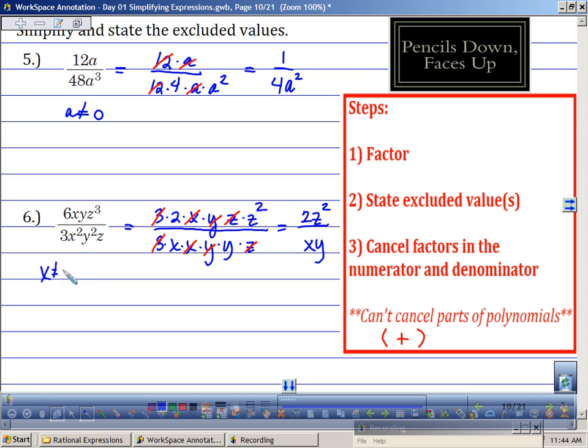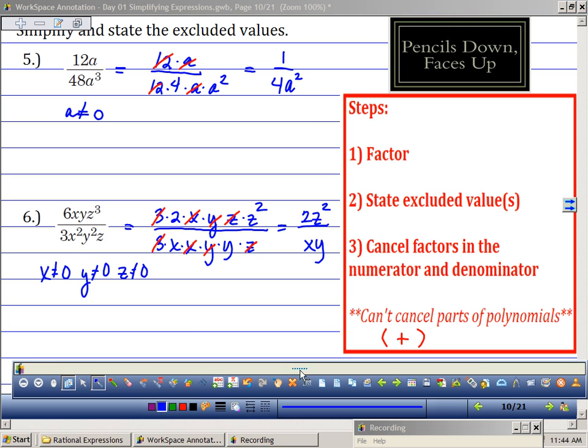What can x not be, guys? What would screw everything up in the denominator? 0. So x can't be 0. What about y? Also 0. What about z? Also 0. None of those can be 0, or it would make everything in the denominator 0. Okay, go ahead and write that down.